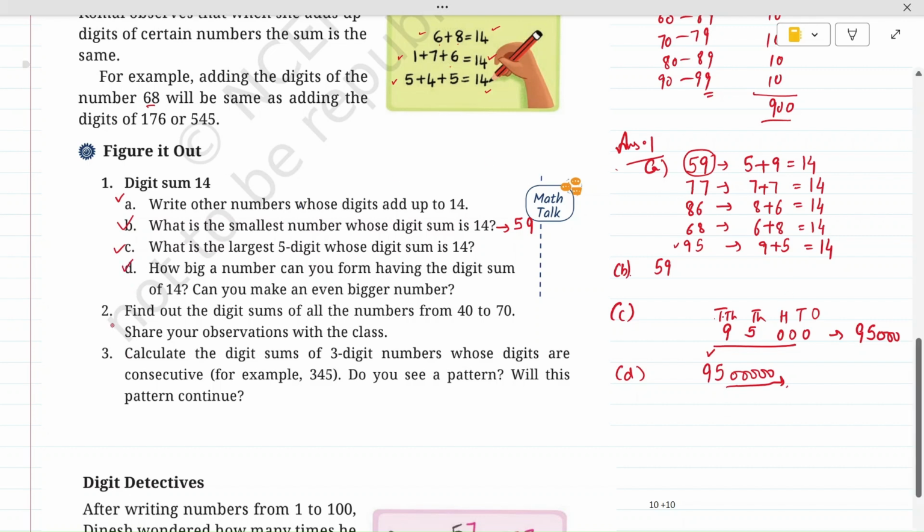Next, we have question number 2. Find out the digit sum of all the numbers from 40 to 70. Share your observations with the class. So this is something, kids, which you have to do yourself. I am just giving you a hint on how we have to go about it. Okay. What we have to do, starting from 40, you have to write down counting from 40 to 70 first.